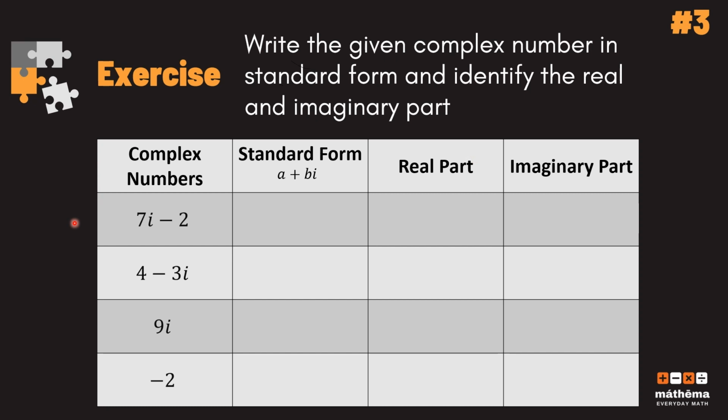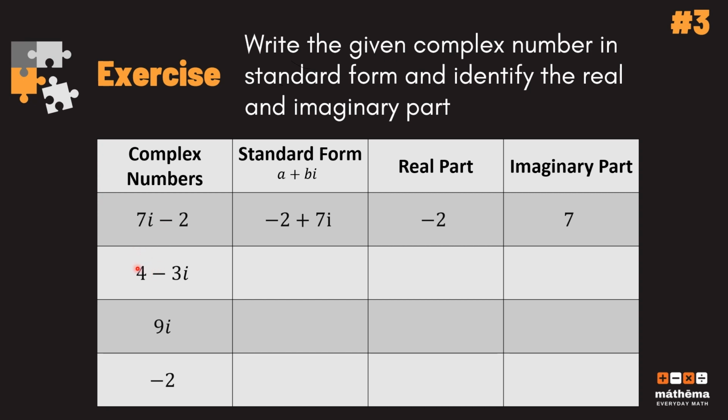So let's start with the first example, 7i minus 2. Again, when we talk about standard form, we are referring to a plus bi. So we are just going to rewrite or rearrange the complex number, and then we will have negative 2 plus 7i. Our real part will be negative 2, and then the imaginary part will be 7. If you want to solve along, you can actually pause this video.